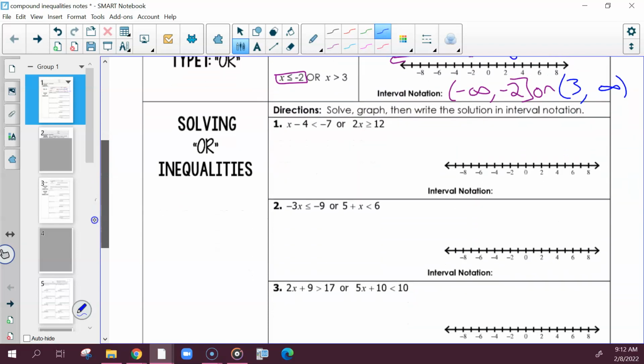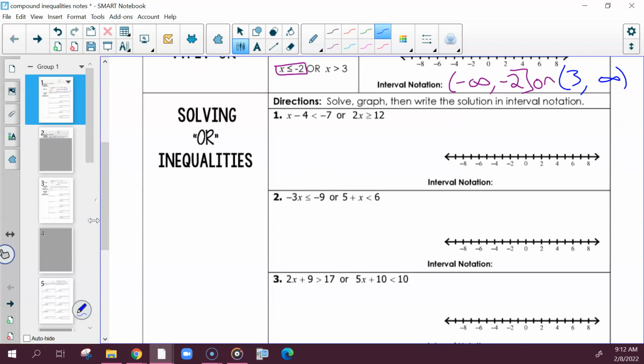So let's start this. When we solve or inequalities, we have 2 different inequalities that we have to solve. So what I do over here, I'm not doing over here unless they happen to have the same numbers. You're solving this completely separate. So here, to solve this, I would get rid of the 4 by subtracting, and that would give me x is less than negative 3. Notice I did not do anything to the other side because these are different inequalities.